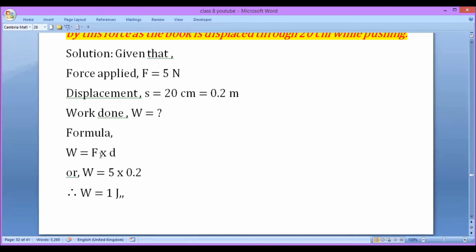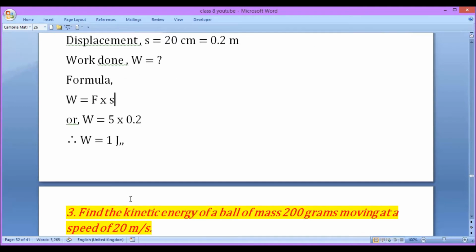So here the force and D are given. You can write S also, D or S. Displacement is denoted by S, but if you write distance travelled, distance is denoted by D. You can write either one. Okay, and now put the values. F is given here as 5 newton and S is 0.2, so W is equal to 1 joule. Answer. Okay, this is the required answer.